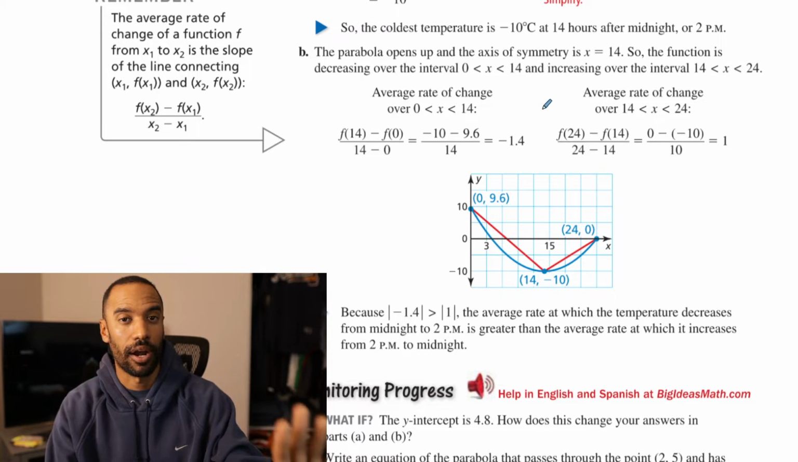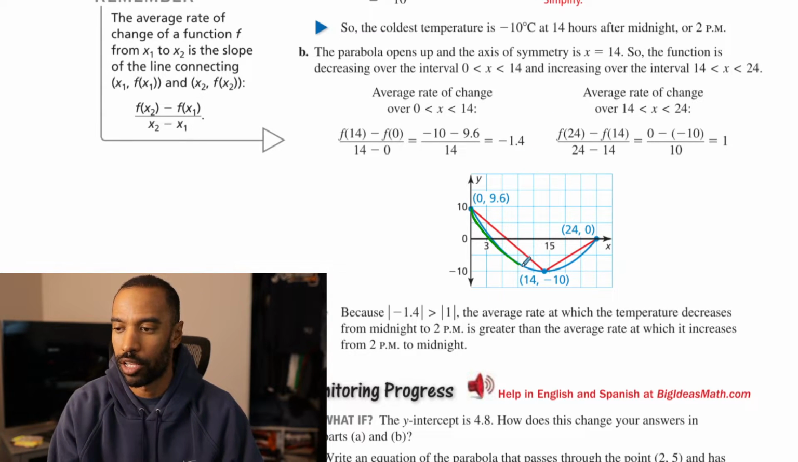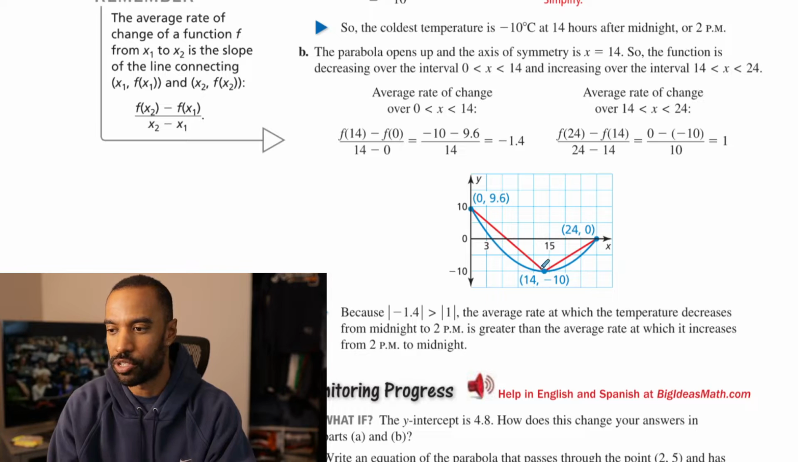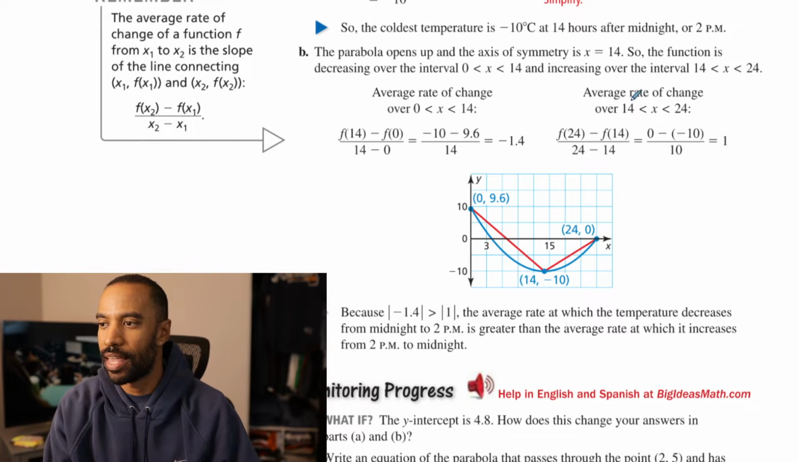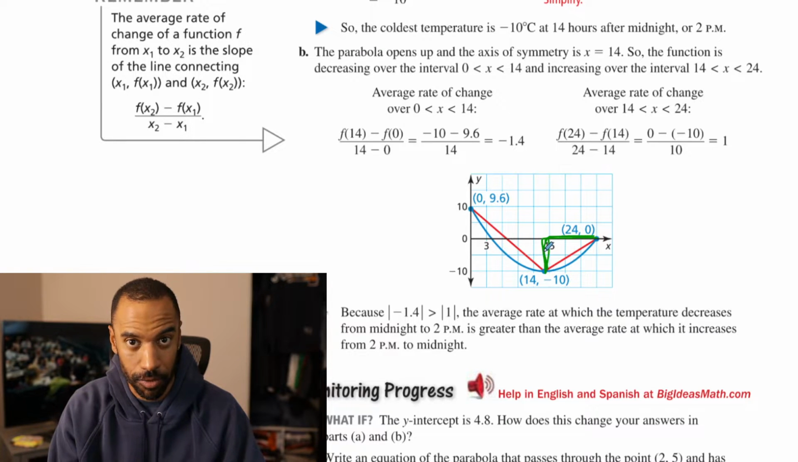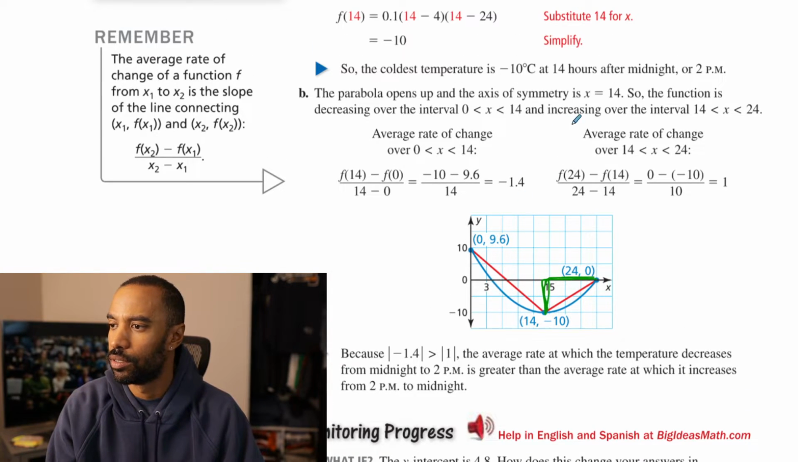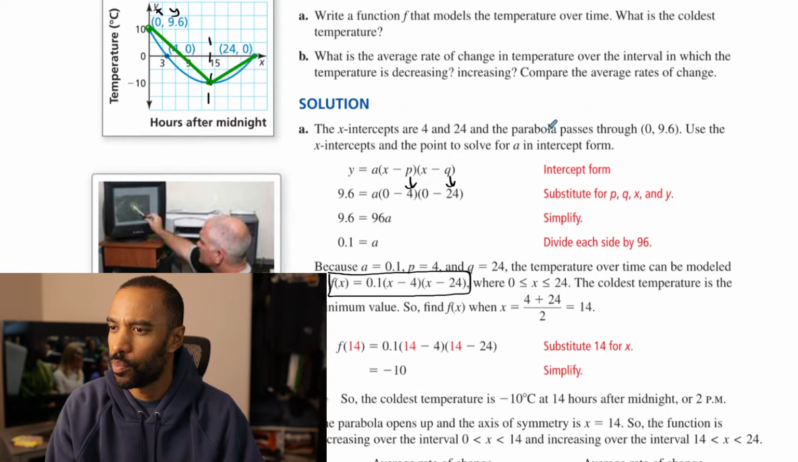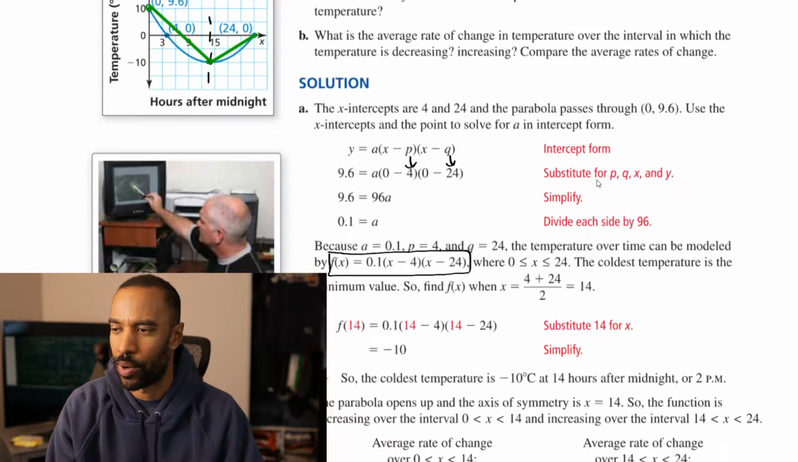On average, right? It's actually a parabolic rate, but that's the average rate of change that they're doing from there to there. And then the average rate of change from here, it rises 10, and it runs 10. So that average rate of change is 1 degree Celsius per hour on average. And was there another question with it? Oh, compare the average rates of change.